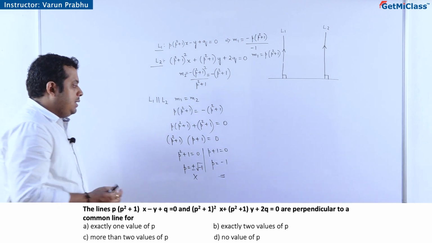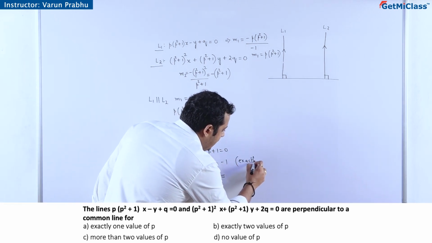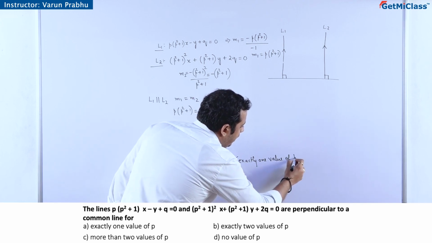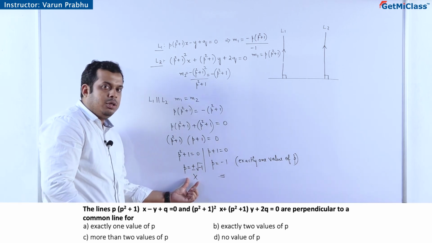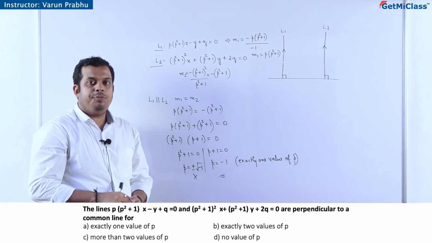The question asks for how many values of p, so exactly one value of p will be the answer as per the option. The other value cannot be the case because it's a complex number, right? Only exactly one real value of p is the answer.